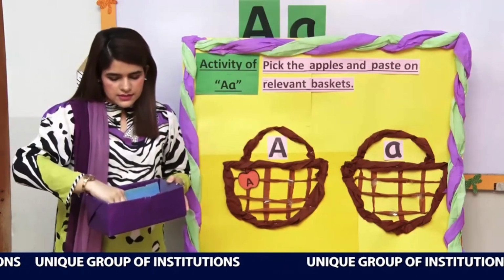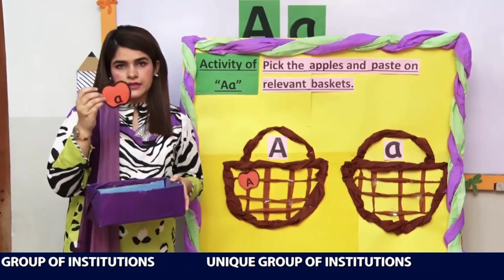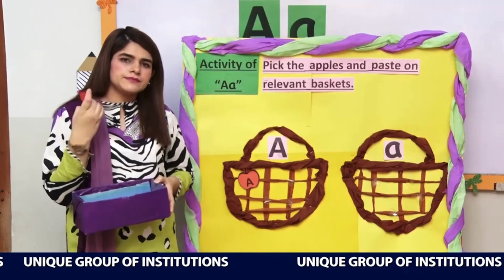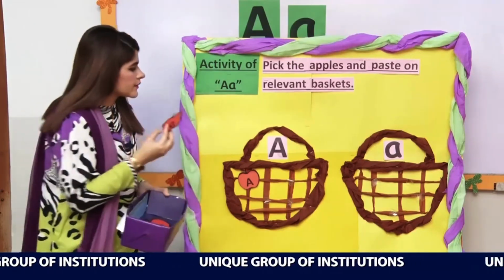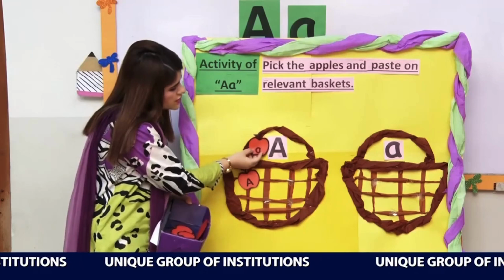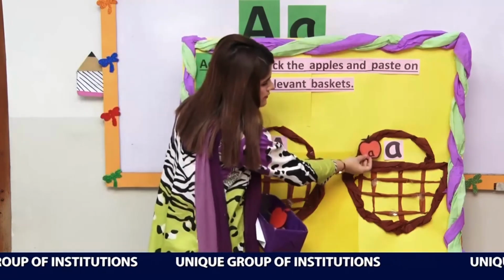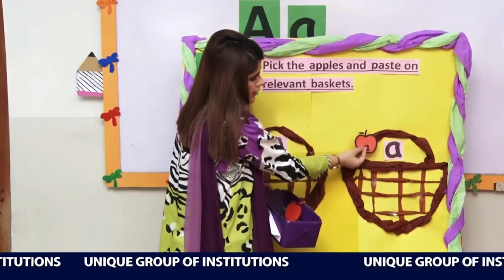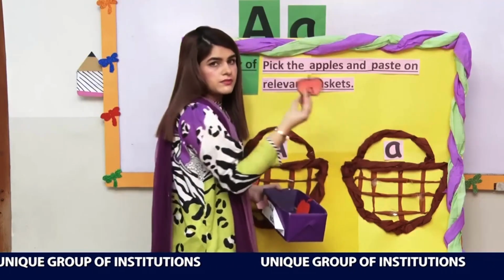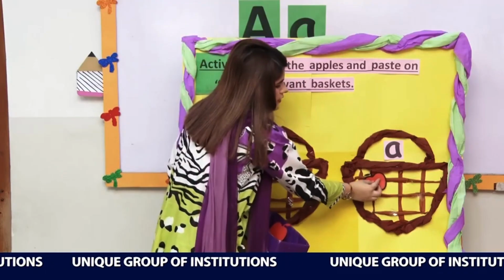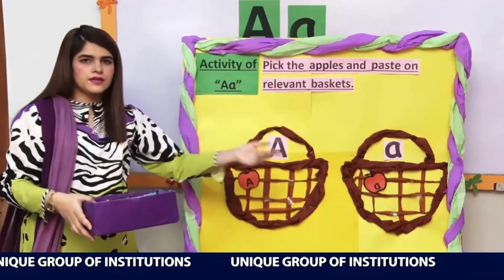Now coming to the next. Now I am having an apple. What is written on it? Is this small a or capital A? Guess. How will we check? First we have to match this. Match its writing shape with this one. No. Then come to this side. Yes, this A and that A are matching. So it means this one is small a. We will paste it on the lowercase a basket, and this basket is also done.